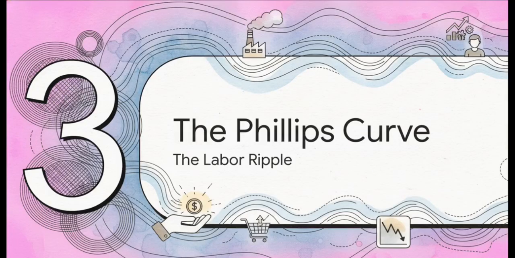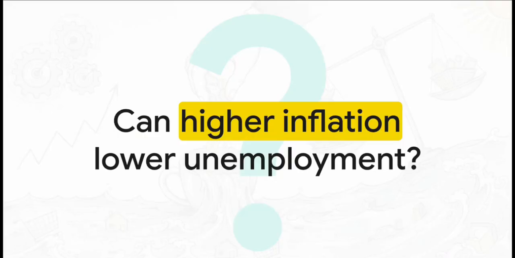Moving on to Section 3, rethinking the Phillips curve and the ripple effects on labor. Because inflation doesn't happen in a vacuum, right? We have to look at the labor market. For a long time, the answer to whether higher inflation can lower unemployment was an enthusiastic yes. The traditional Keynesian view relied on the Phillips curve, which offered politicians a highly tempting trade-off. It told them, hey, if you're willing to tolerate slightly higher inflation, you can buy yourself a lower rate of unemployment.